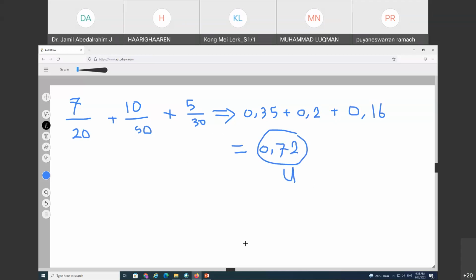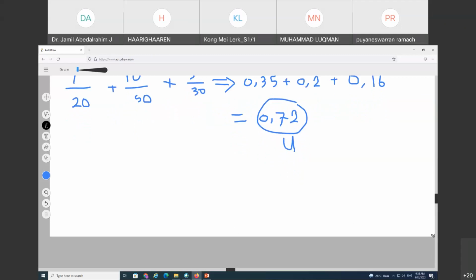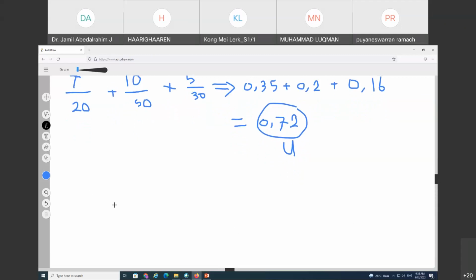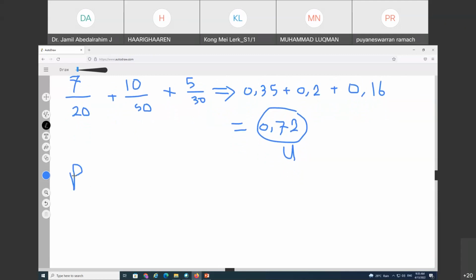So this is the first step to find the utilization. Then you can check for schedulability, rate monotonic schedulability or EDF schedulability. Let's check for both of them. First for rate monotonic, the formula: the utilization should be equal or less than the utilization bound.